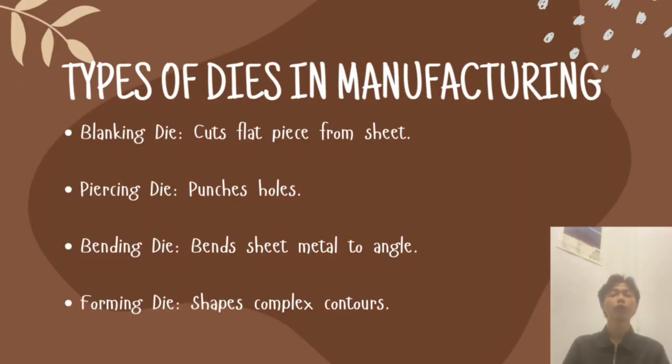Okay, so now we move to types of die in manufacturing. There are many types of die used in manufacturing. Blanking dies, piercing dies, bending dies, forming dies, drawing dies, progressive dies, and combination dies.